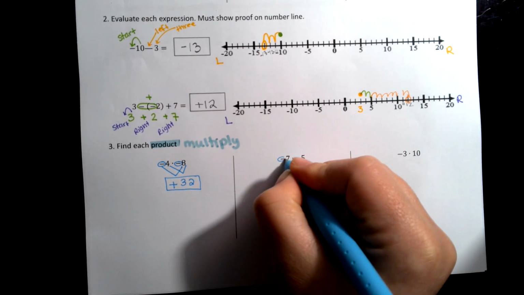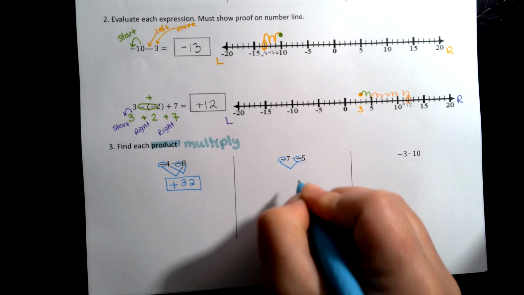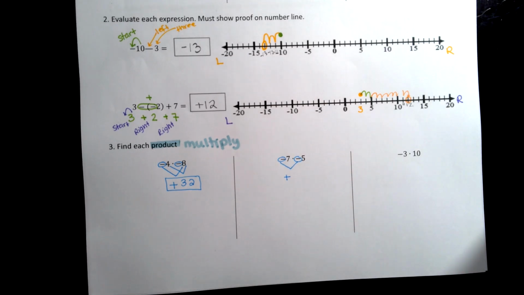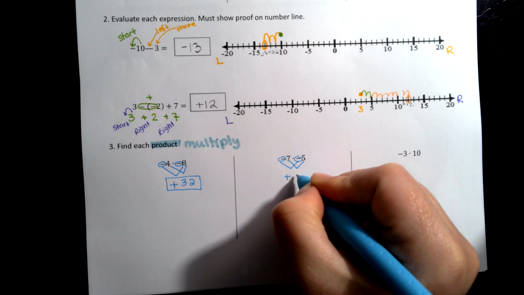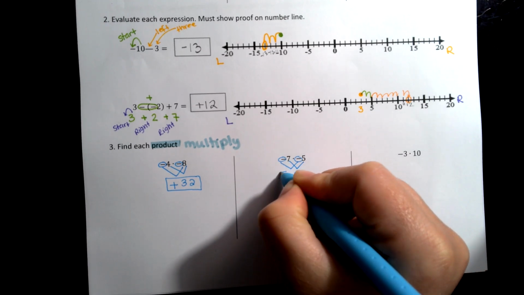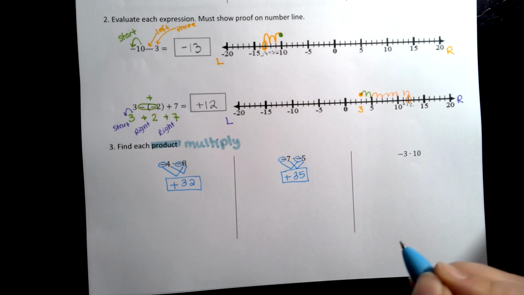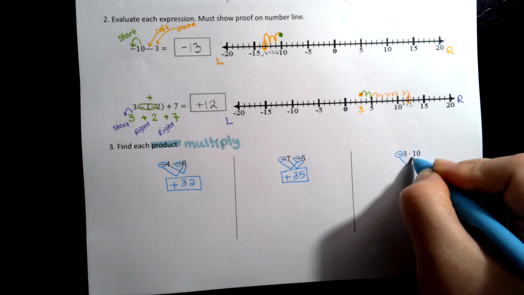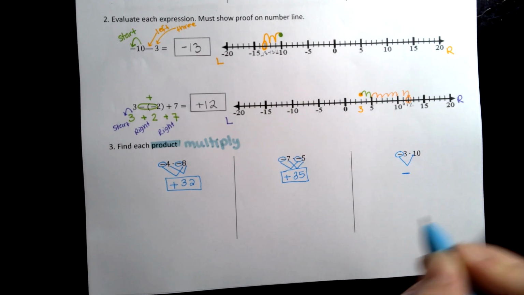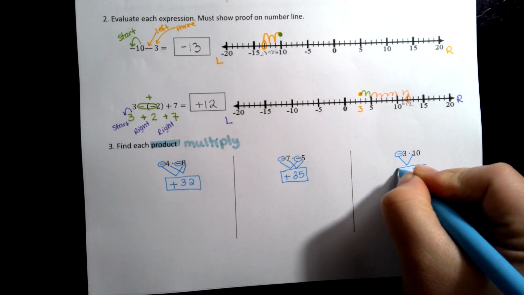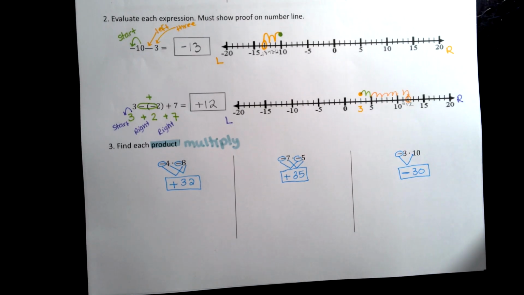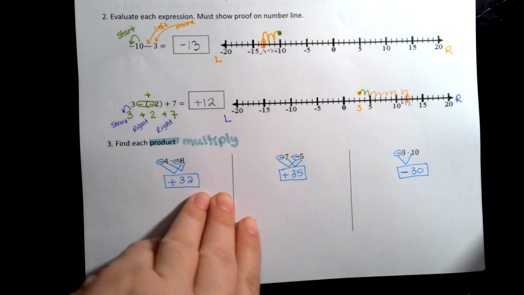Let's try this again. Same or different? This is same. Both are negative. That means my answer is going to be positive. And then we're going to take a look at our multiplication table. 7 times 5 is 35. One more time, same or different. This one's negative, this one's positive, this is different. So we're going to have a negative answer. 3 times 10 is 30. Okay, let's go ahead and move on to the next page.